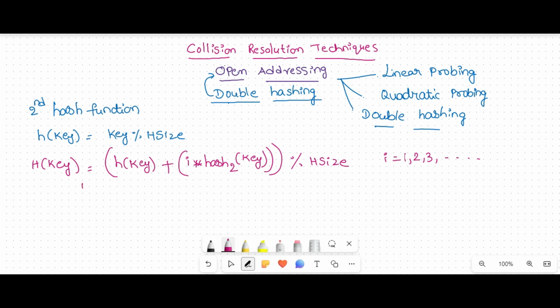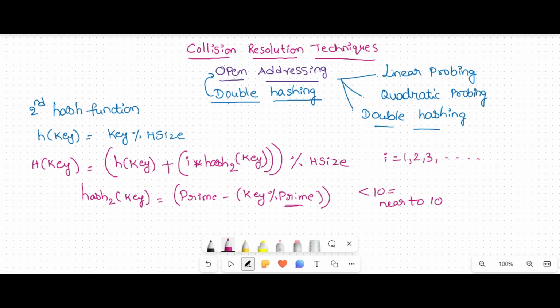What is this hash 2 of key? What is the second hash function we will use in double hashing? It is some prime number minus key modulus that prime number. What is this prime? It is a prime number which is less than the hash table size and near to it. For example, if the hash table size is 10, it is less than 10 and near to 10.